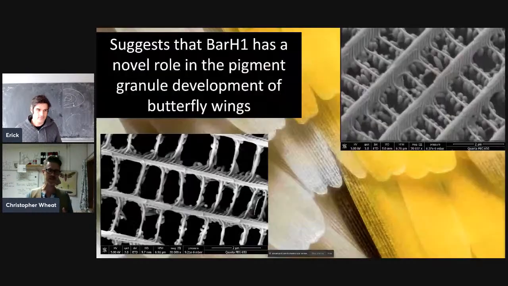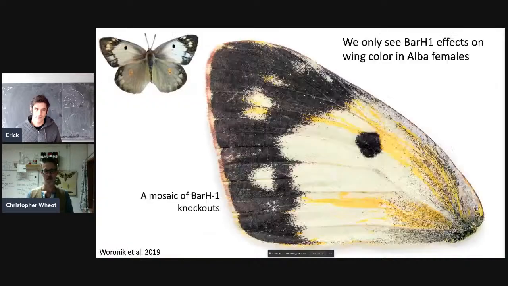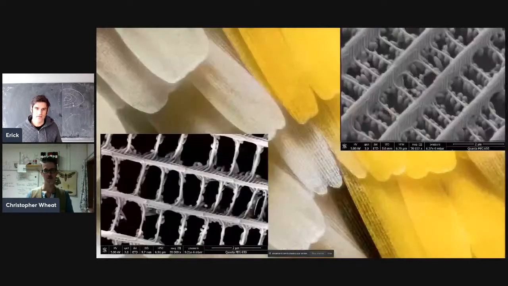So when we did this in this experiment, where we were actually doing CRISPR in the coding region of the BARH1 gene, all individuals, whether they were male, orange female, or alba females, all showed the eye phenotype. Only alba females showed the wing phenotype. Yeah, so we think that of course we were knocking out BAR everywhere it could function because we're knocking out the coding region of the gene, right? I see. Okay.